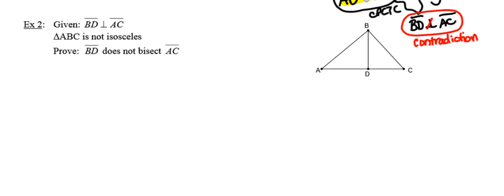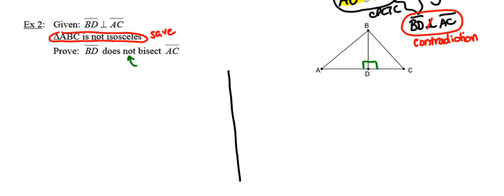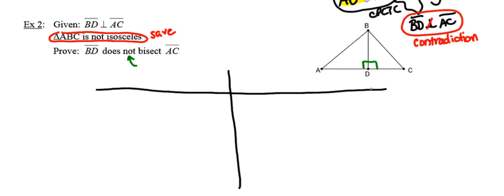In the second one, we're told that segment BD and segment AC are perpendicular. So I'm going to go ahead and mark that. We're told that triangle ABC is not isosceles. Since I don't have any way to mark that in my picture, I'm going to save that to establish my contradiction. And we're being asked to prove that segment BD does not bisect AC. And that word "not," again, is very clear, very indicative to me that I'm going to need to use this method of indirect proof. All right, so for all you statement and reason people, this two-column proof is for you.